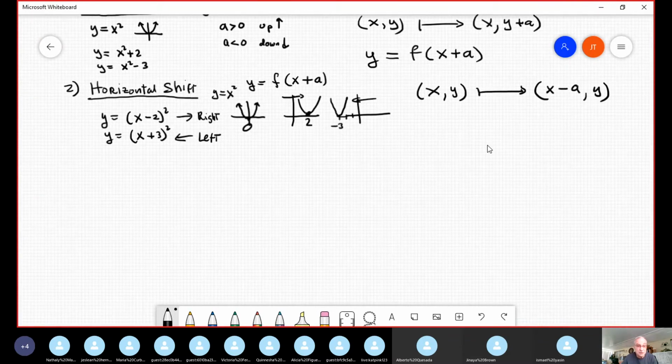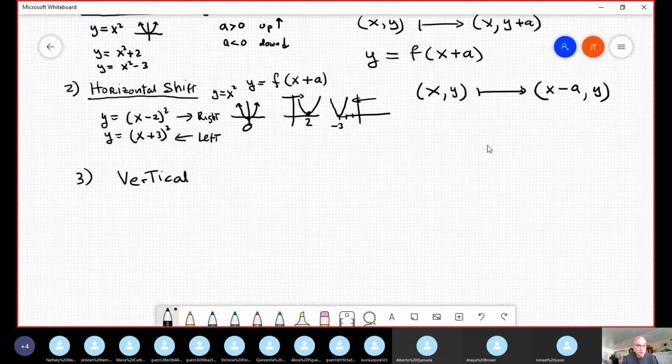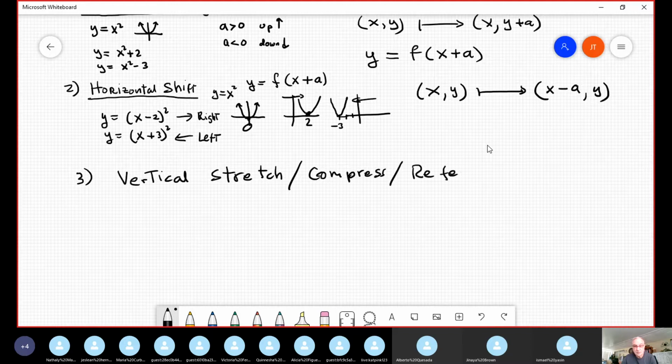But transformation 3 first. Transformation 3 is vertical again, but no translation, no shift. It's a stretch, compress, and reflection.